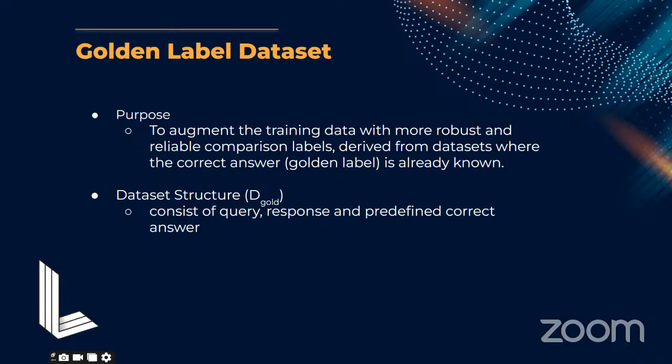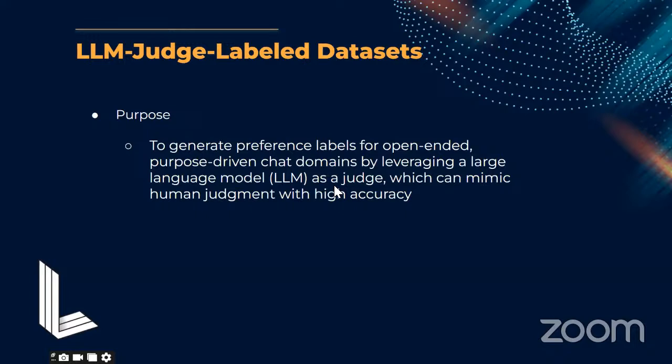How does this work? For each question, responses from two different models are compared by evaluating how well they align with the golden label. That's why the name, the golden label dataset. The second is the LLM judge labeled dataset. The purpose of it is to get purpose-driven chat domains by leveraging a large language model as a judge, which can mimic human judgment with high accuracy.